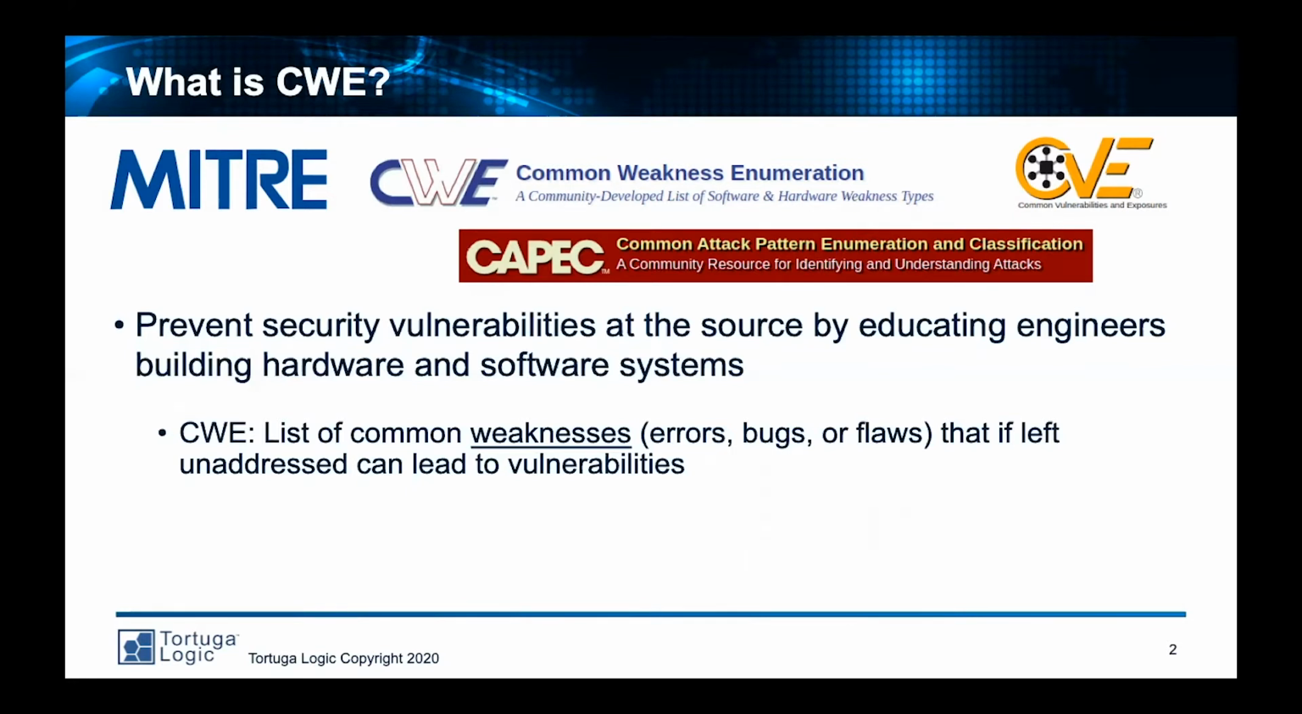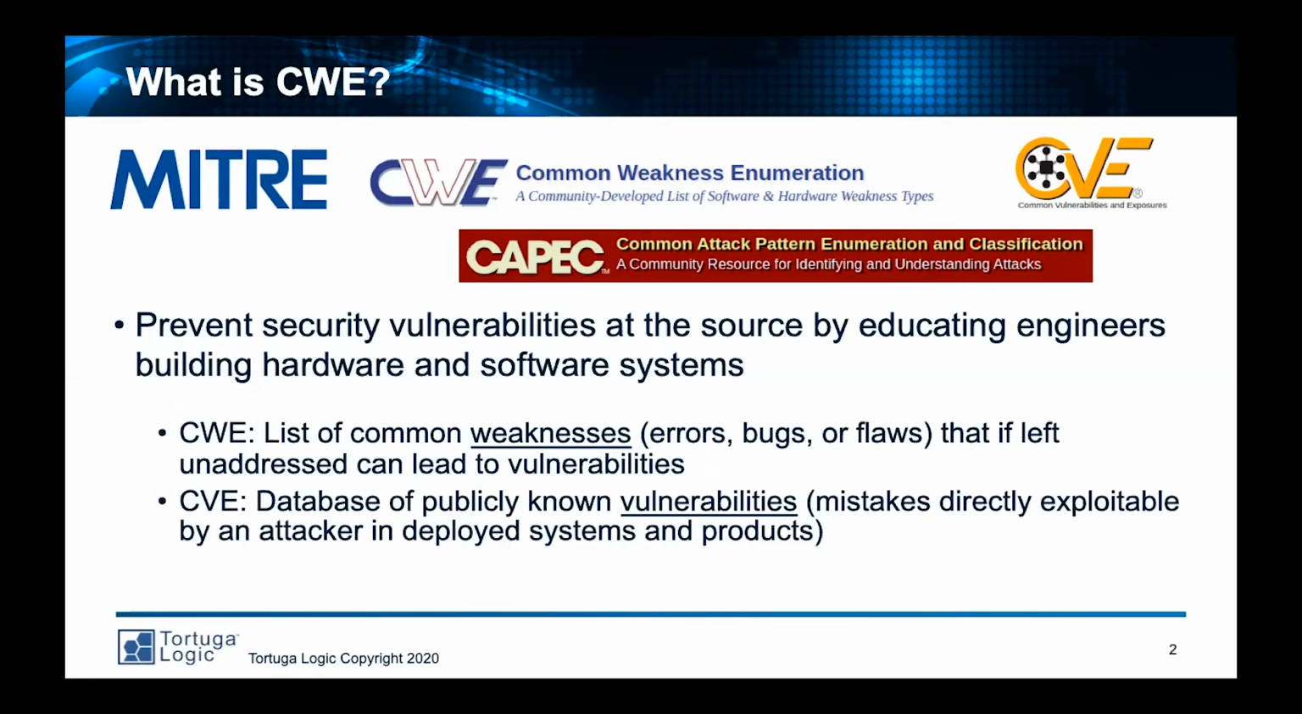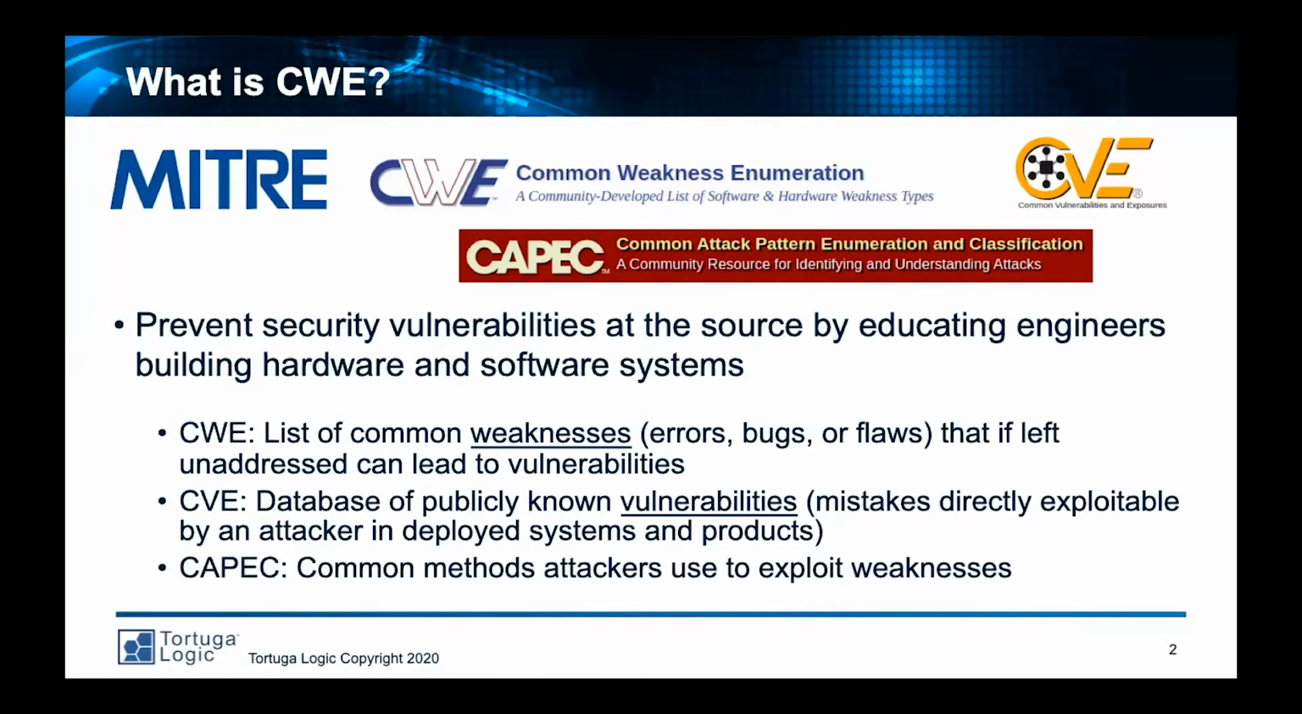A weakness that directly leads to a security breach in specific systems and products is called a vulnerability. CVE is a database of publicly known vulnerabilities. While weaknesses and vulnerabilities focus on design errors, CAPEC organizes strategies and techniques commonly employed by attackers to find and exploit vulnerabilities. CWE, CVE, and CAPEC were originally created for software, but now include hardware weaknesses, vulnerabilities, and attack techniques.